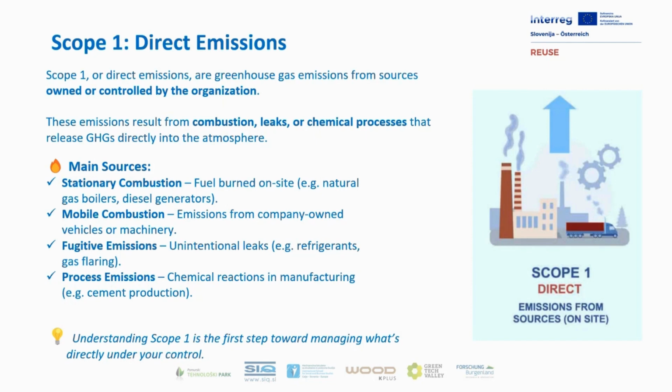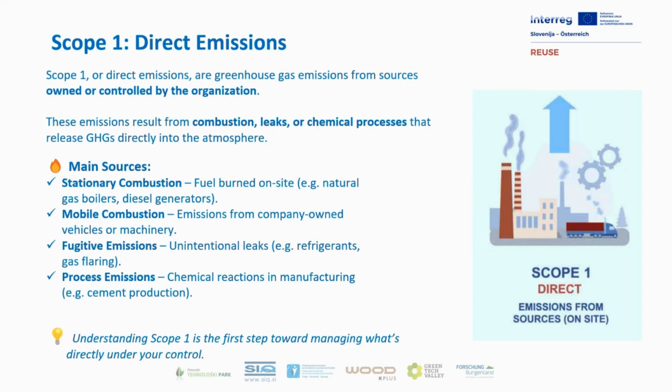And process emissions, these come from chemical reactions in industrial processes that release greenhouse gas as byproducts. A good example is cement production, where CO2 is released during the breakdown of calcium carbonate. So understanding these categories helps organizations identify which activities fall under Scope 1 and how to start measuring them accurately.